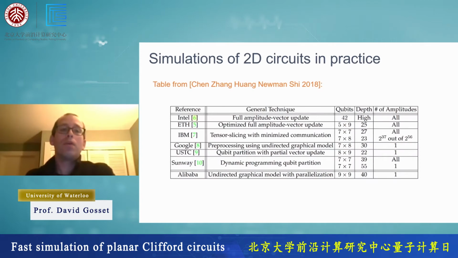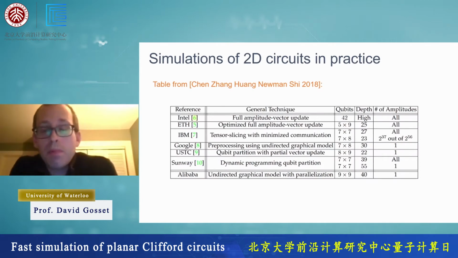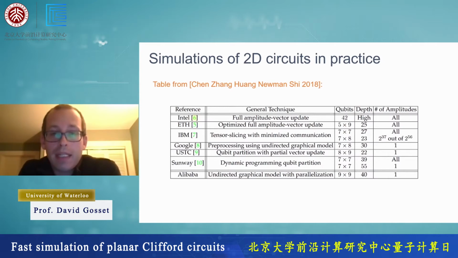And the fact that you can exploit circuit geometry in the simulation of quantum circuits is not only of theoretical interest. In practice, this fact has been used in implementations like the ones from this table, which is from a paper of the Alibaba group from 2018. You can see that there are several simulations here, many of which use these sort of tensor network contraction techniques along the lines of Markov and Xi.